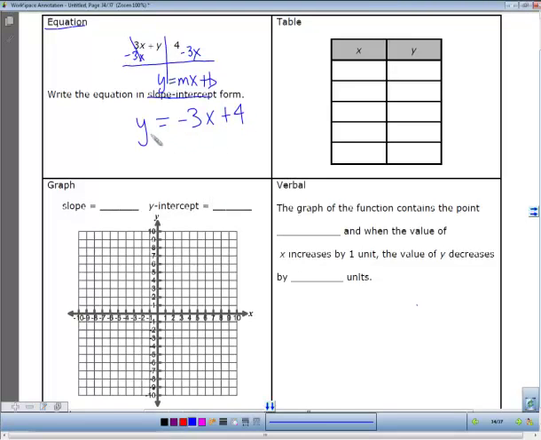So now that I have my equation in slope-intercept form, I'm going to take this equation and put it into my table. When I'm creating a table, I always want to have two negatives, two positives, and 0. So my favorite numbers to look at are -2, -1, 0, 1, and 2, because that guarantees I have two negatives, two positives, and a 0. So I'm going to go to my calculator and I'm going to plug in this equation and see what my table gives me.